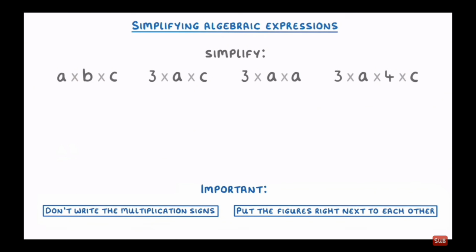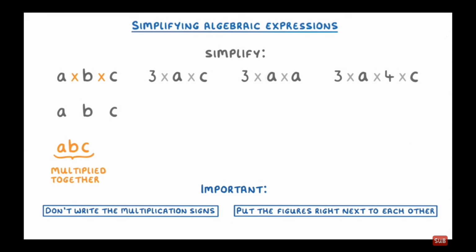So for this first question, instead of writing A times B times C, we'd get rid of the multiplication signs so that we just have the A, the B, and the C, and then we'd also get rid of the spaces in between so that we just have ABC. And in algebra, that means that the A, B, and C are all being multiplied together.